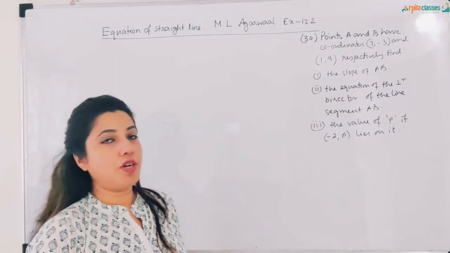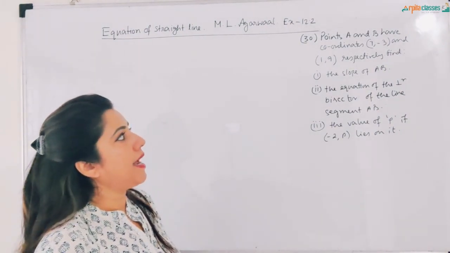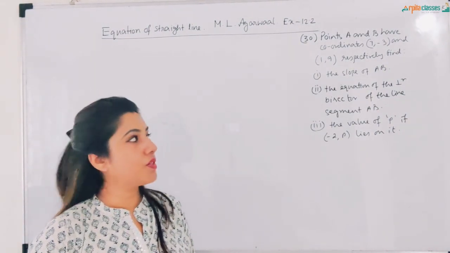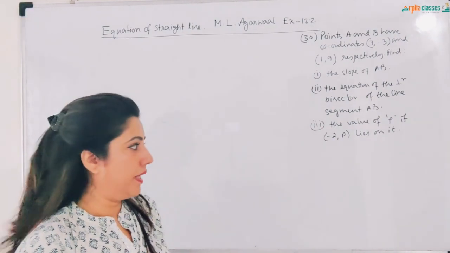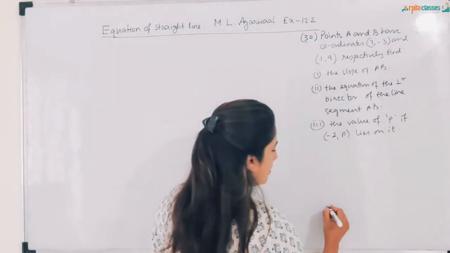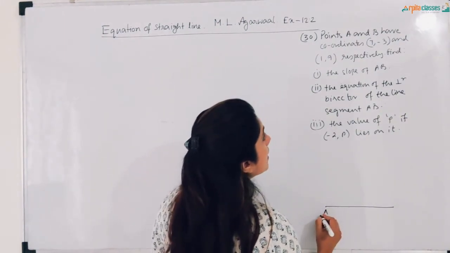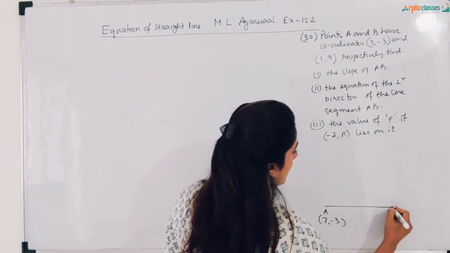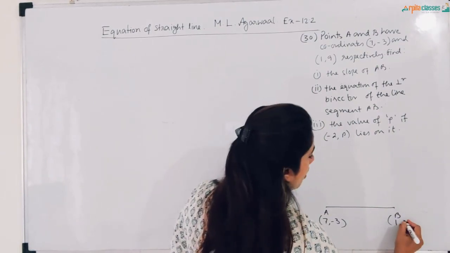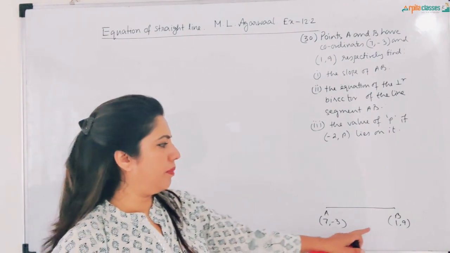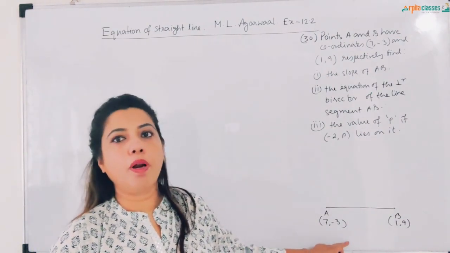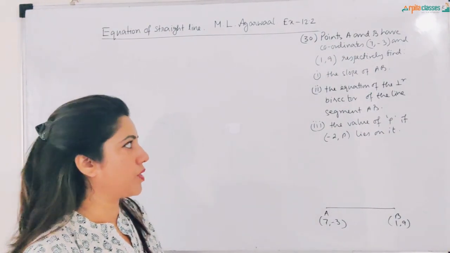Let us proceed with question number 30. Points A and B have coordinates (7, minus 3) and (1, 9) respectively. Find the slope of AB. So let us draw the diagram. Suppose your point A is (7, minus 3) and B is (1, 9). You have to first find out the slope of AB, so that we can easily get it, because 2 points are given, by using the formula y2 minus y1 upon x2 minus x1.